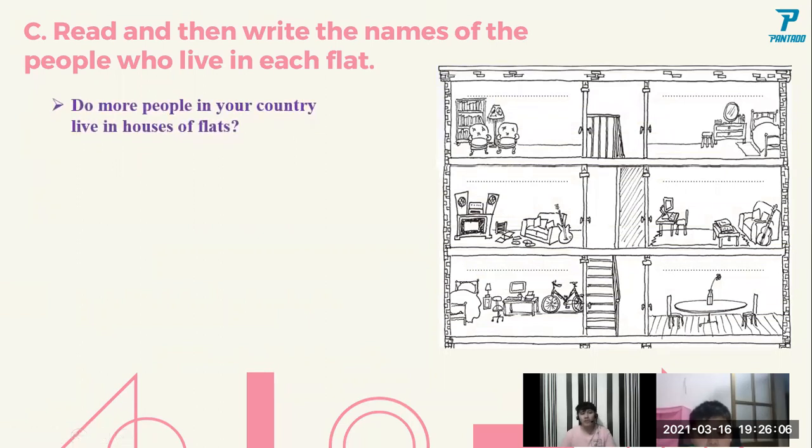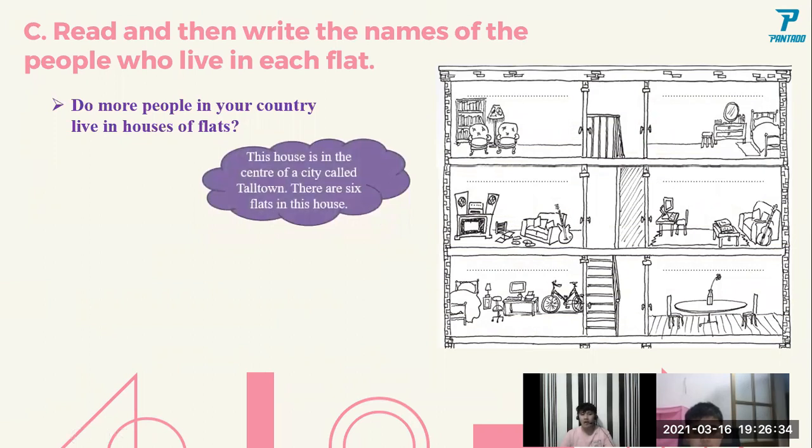Okay, do more people in your country live in houses or flats? Three? Yeah. Do people in your country live in houses or flats? Oh, mostly live in houses, not in flats. I see. This house is in the center of a city called Tall Town. There are 6 flats in this house. Read about the people who live in these flats.